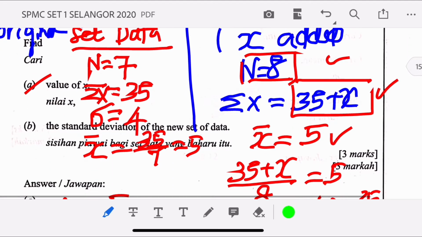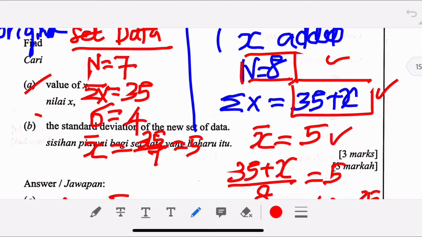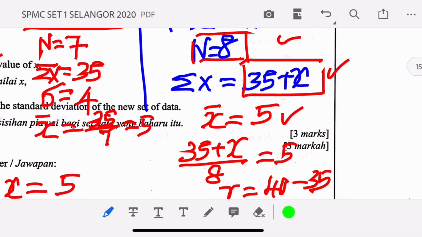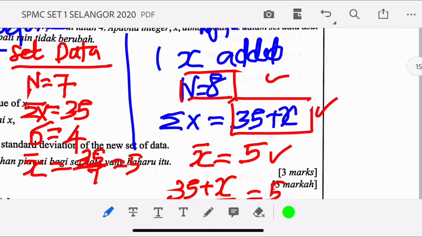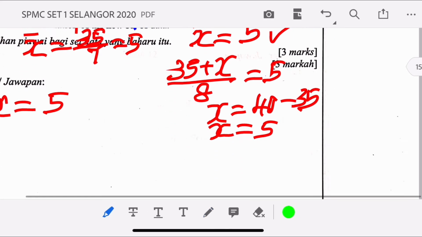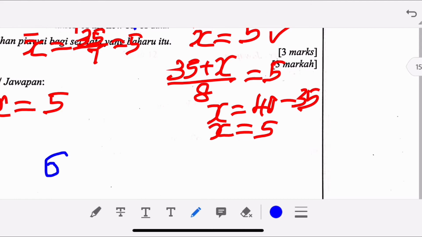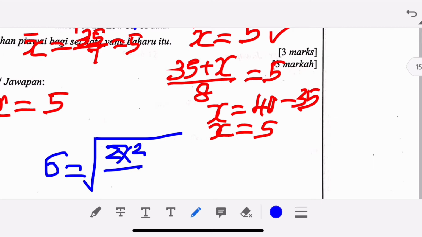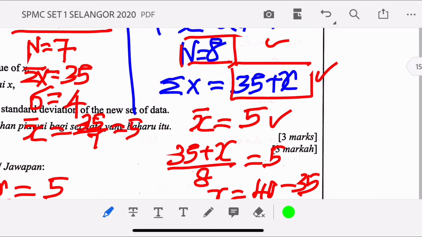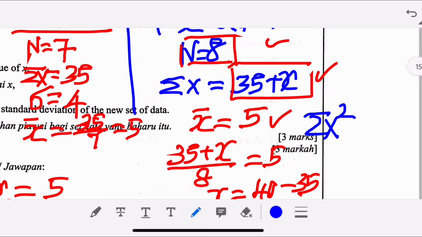Alright, now we have to find the new standard deviation for the new set of data. In order to find the new standard deviation, we have the old standard deviation, the red color one, right? Now we want to find a new one. That means you should have the new sum of the data square divided by n, which is 8, minus the mean, which is 5, squared. This one, we have all the information. The only thing we don't have is the sum of the data square for the new set of data.